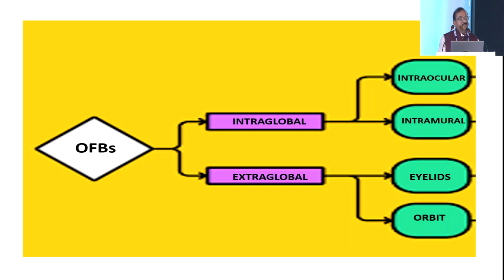While I was trying to prepare for this talk, I found a very exhaustive classification system, but I made my own. So ocular foreign bodies can be classified as either intra-global or extra-global, and those that are intra-global can be intraocular, and a useful term that I found was intramural, which is foreign bodies in the coats of the eye, and those that are extra-global can be either in the eyelids or the orbit.